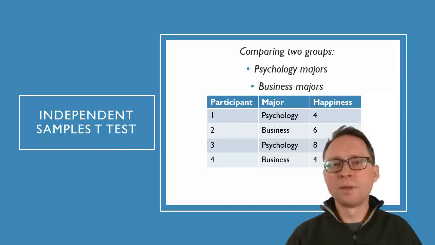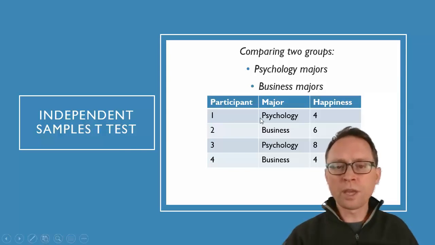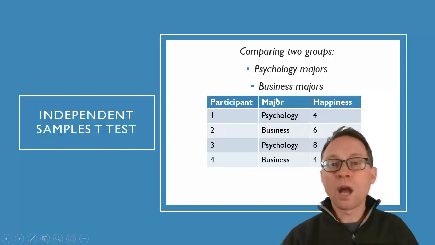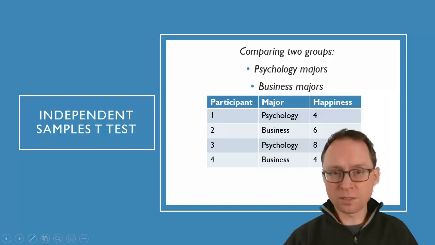Here is an example. When we use an independent samples t-test, we're comparing two groups. So if you look at the data here, we are looking at one variable, which is your major, and another variable, which is your happiness. Major is one variable, happiness is the other variable. So a categorical variable is the independent variable in a t-test. The dependent variable is continuous.